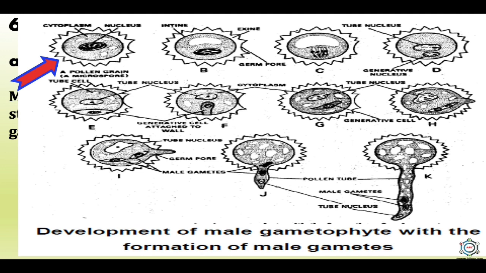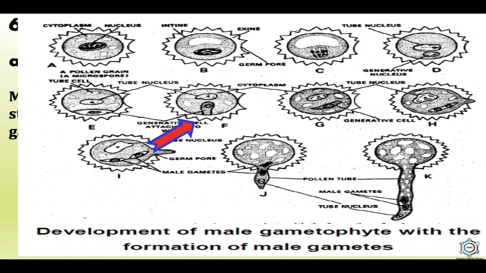Prior to the first mitotic division, the nucleus of the microspore shifts to the periphery due to the appearance of a large central vacuole. Now in this picture you can see the microspore nucleus divides mitotically into two daughter nuclei. Then an oblique wall is made between them, forming two unequal cells, the smaller generative cell and the large vegetative cell or the tube cell. Now a layer of callose is deposited around the generative cell.